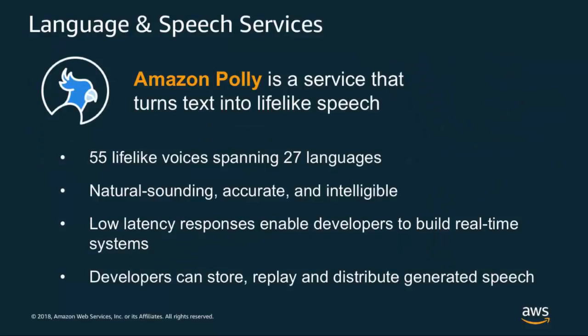First, let's look at Amazon Polly. It's a text-to-speech service where users can type up a script and Polly plays back a spoken audio speech. Currently, Polly has 55 voices with over 27 different languages. It's low latency and allows for real-time systems, and developers can store and distribute generated speeches.